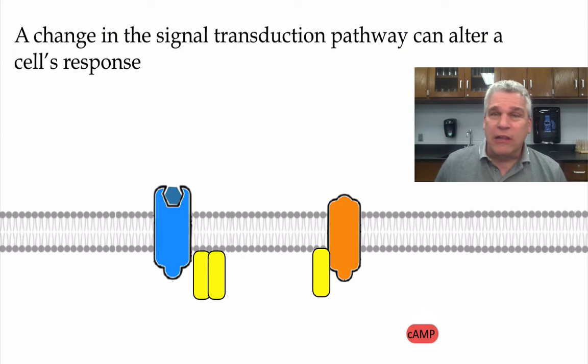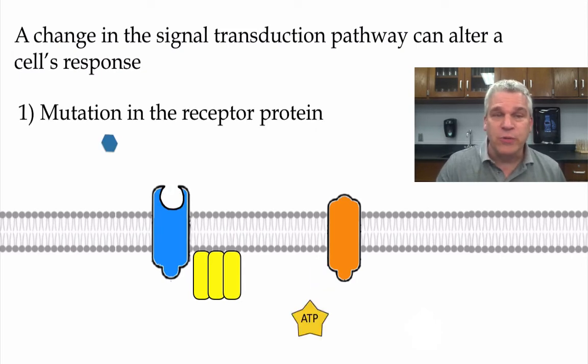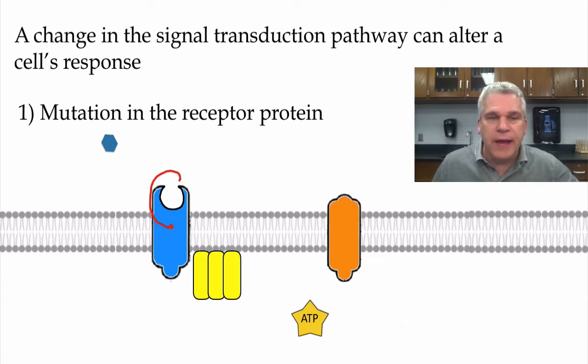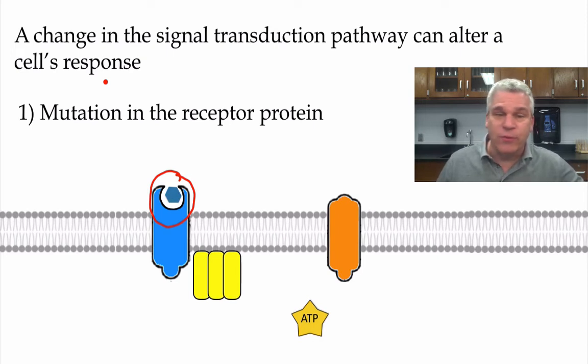But anywhere along this pathway, something could change the way that the cell is going to respond. For instance, there might be a mutation in the receptor protein. So for example, take a look at how the receptor changes. It's not the same as the ligand anymore. When the ligand goes to attach to the receptor, it doesn't have the right shape, and so nothing else is going to happen after that. The next step is not happening because it doesn't have the right shape. Hence, the cell's response is not going to occur.